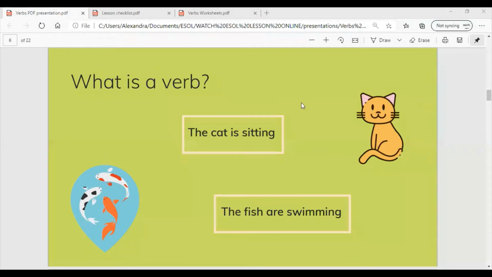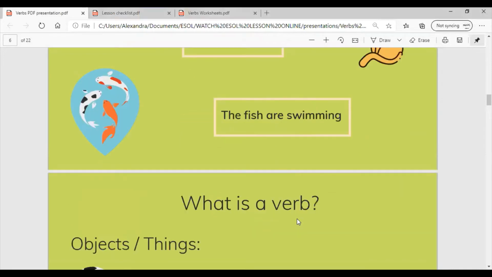With animals, it works in just the same way as when we looked at verbs with people. In a sentence, you'll have the noun, the person or the animal, and the verb will tell us what the main noun, the person or the animal, is doing in the sentence. So, the fish are swimming.